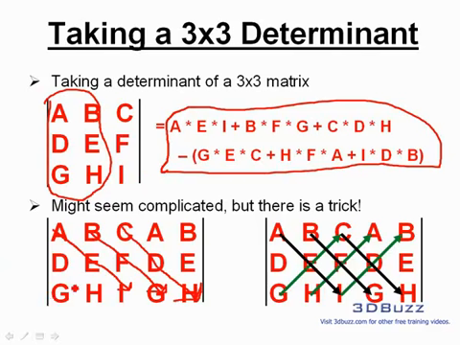Meanwhile, if you're going up diagonally, those get subtracted. So G times E times C is subtracted. H times F times A is subtracted. I times D times B is subtracted. I gotcha. So the ones going up in green are subtracted. Right. So I say you add these 3, and then these 3 you subtract, the whole. So you can subtract them individually or calculate it and then subtract the whole. It doesn't matter. That makes sense.